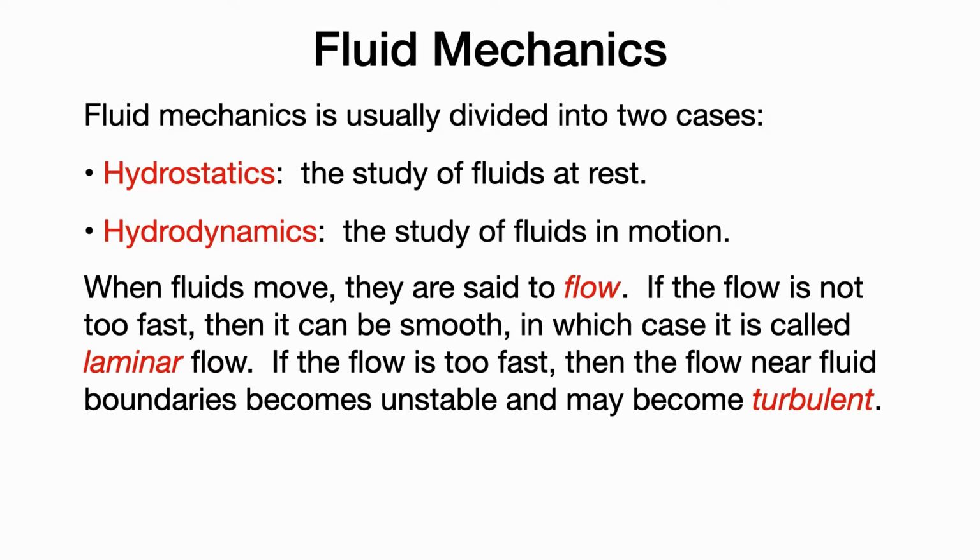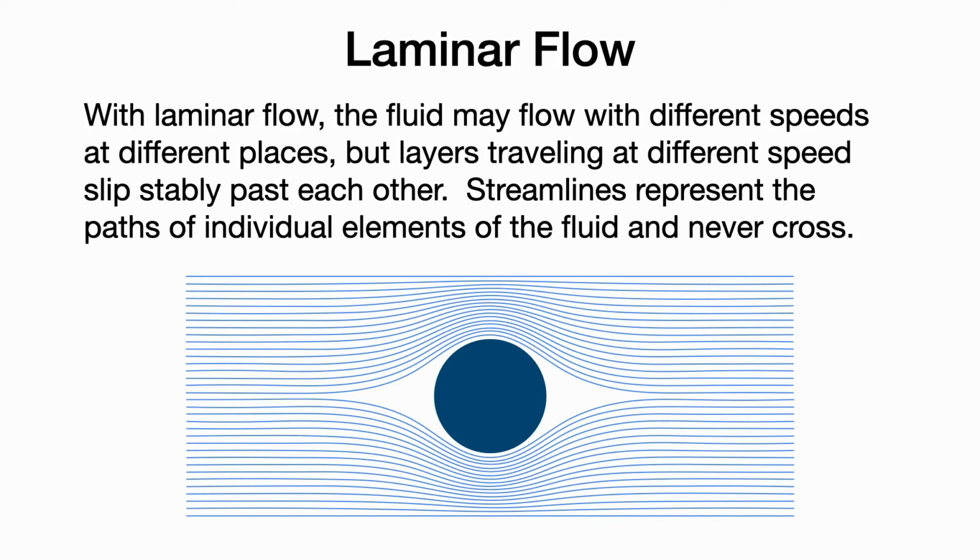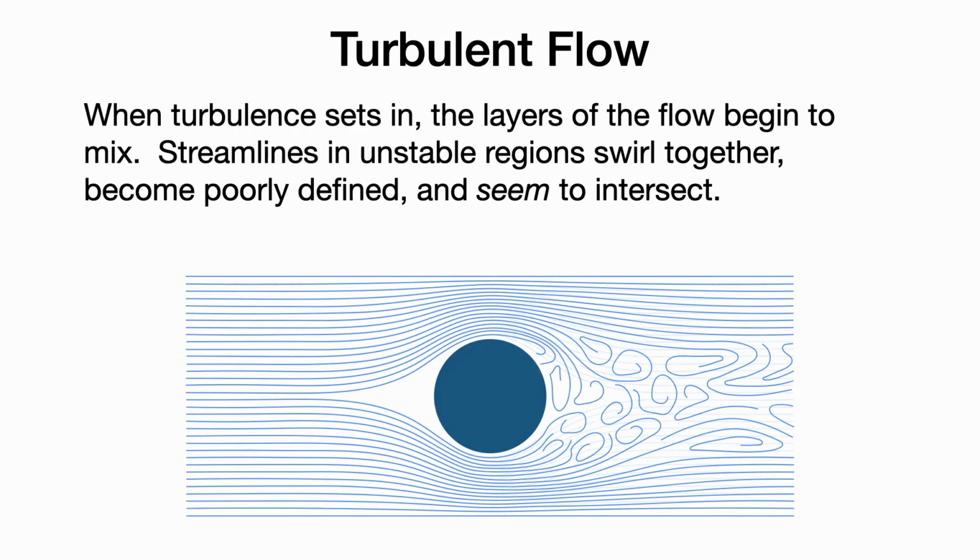If the flow is too fast, on the other hand, then the flow near fluid boundaries becomes unstable and may become turbulent. With laminar flow, the fluid may flow with different speeds at different places, but layers traveling at different speeds slip stably past each other. Streamlines represent the paths of individual elements of fluid, and they never cross. The illustration here shows laminar flow of a fluid around some circular object, and the lines are each streamlines of the fluid flow. When turbulence sets in, the layers of the flow begin to mix. Streamlines in unstable regions swirl together, become poorly defined, and seem to intersect.